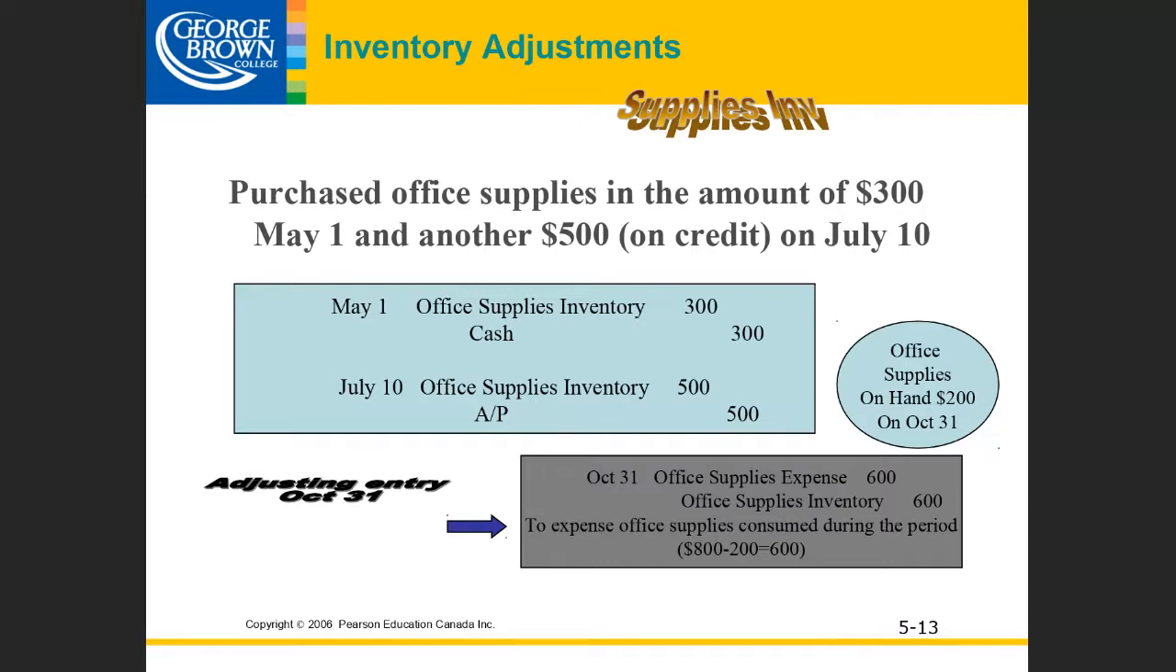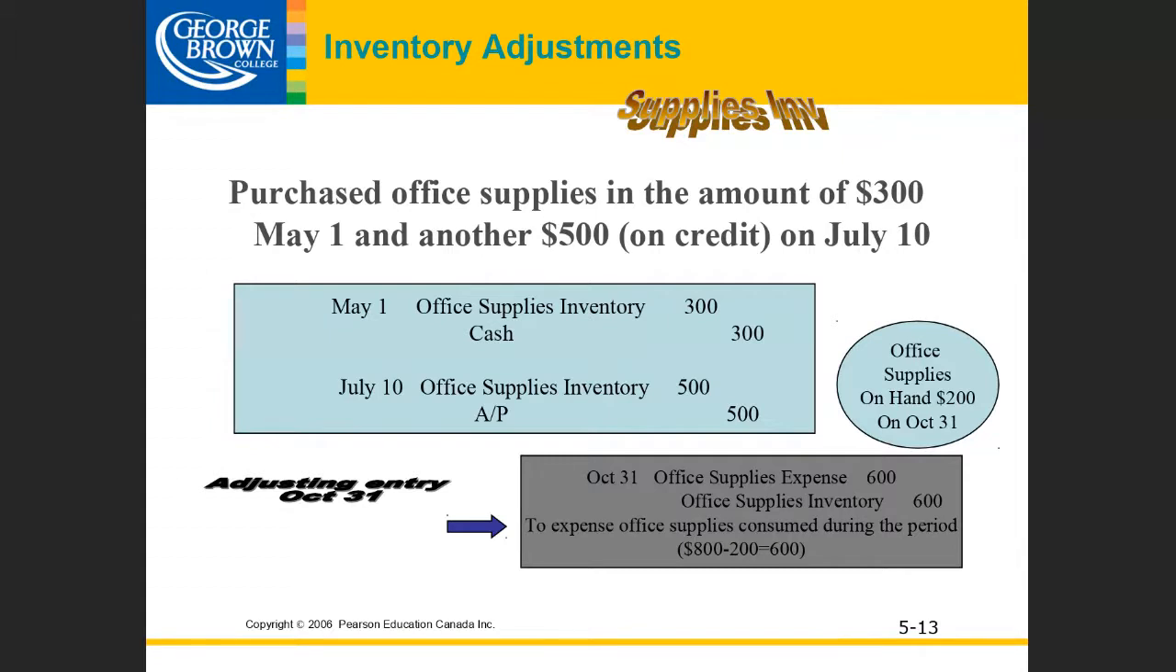And then inventory adjustments. At the end of most accounting cycles or accounting periods, we have to adjust our inventory for the amount of the inventory that we've sold and don't have anymore.